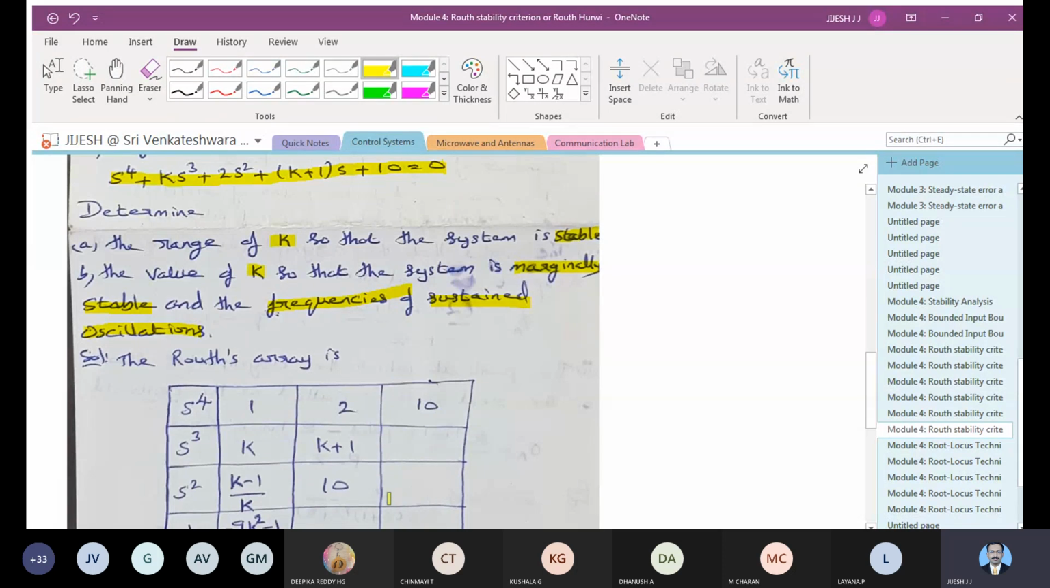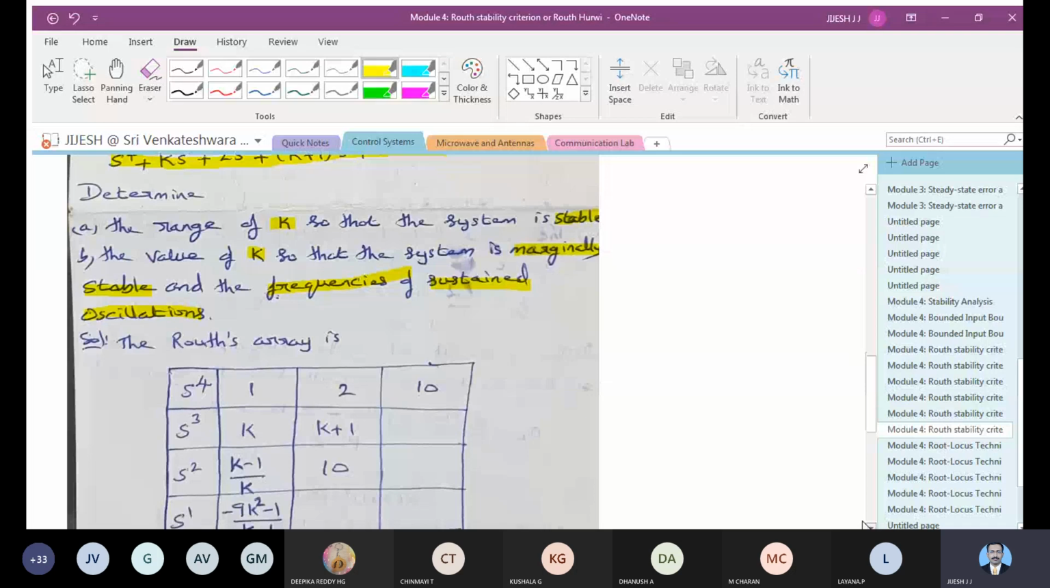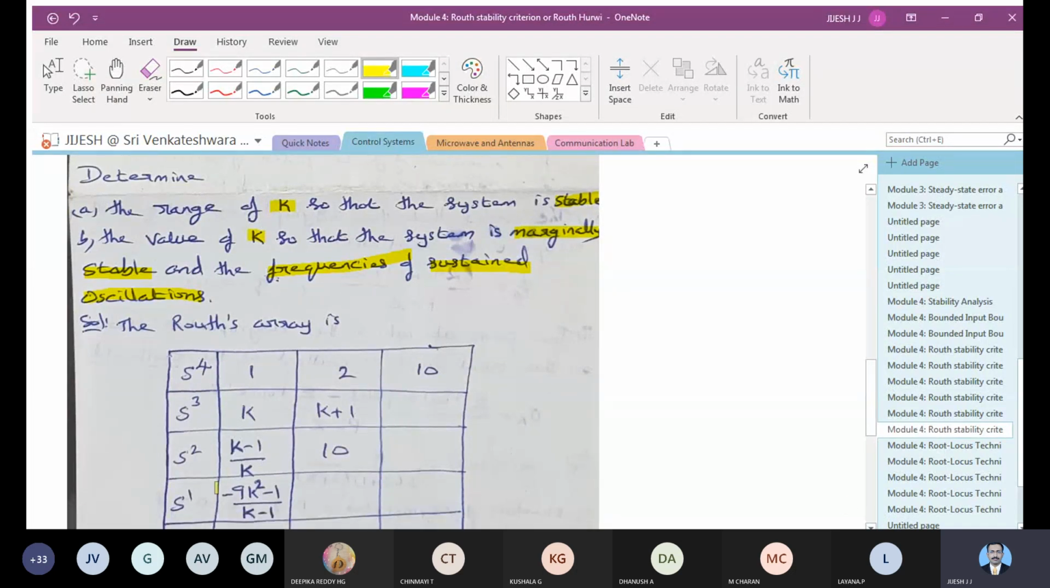So when you solve it, (k minus 1) by k into (k plus 1) minus k into 10, divided by (k minus 1) by k, you will get minus 9 k square minus 1 by k minus 1. Any one of you got it? Minus 9 k square minus 1 by k minus 1.